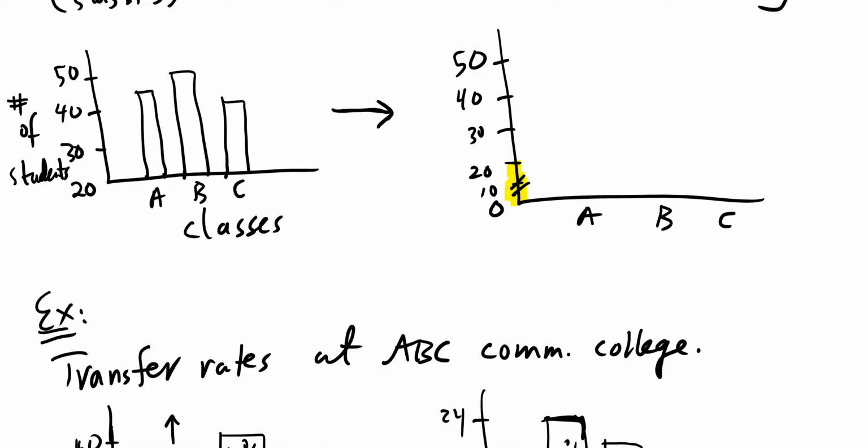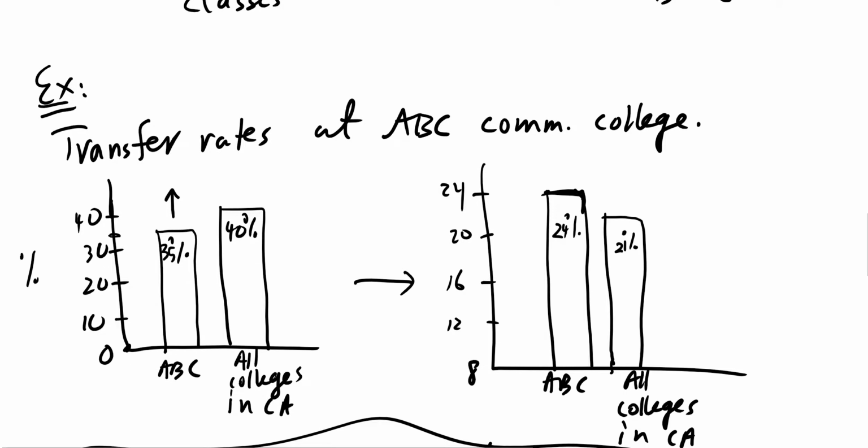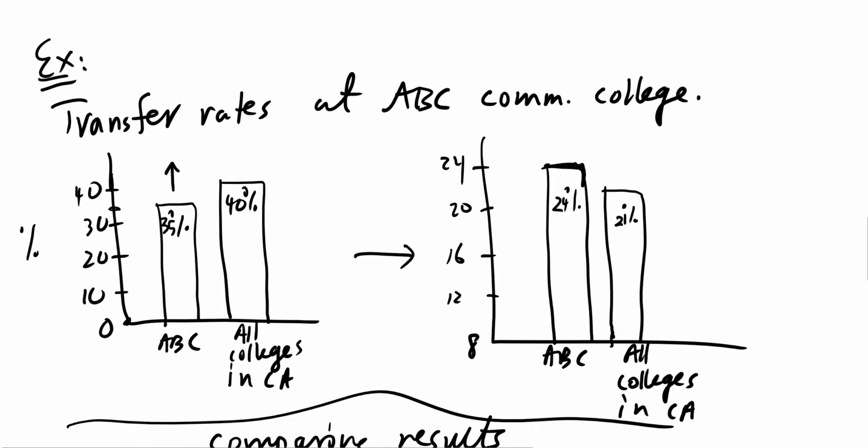Another example: sometimes a college or somebody would look at the transfer rates of ABC community college in general. On the left side, you notice ABC college compared to all the colleges in California, and look at the transfer rate. That might sound like, okay, well, the transfer rate in ABC college is 35%, but overall the average in all the colleges in California is 40%.